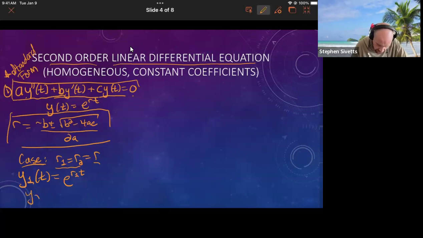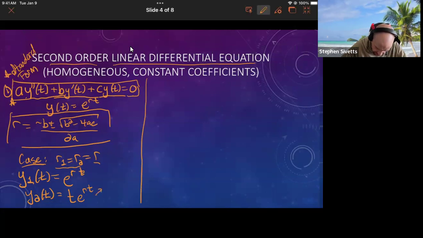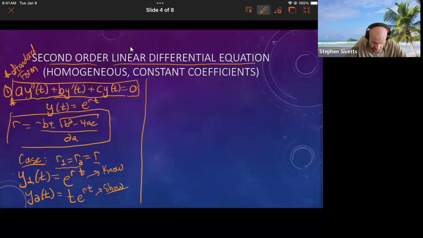But we also want to construct a function that is also a solution to this equation here, right? So let's see. What if I call y2 as t times e to the rt? Well, okay. So we want to show that t times e to the rt is a solution, right? That's the goal. We know this part, okay? All right. So we know that because R satisfies the quadratic equation for the characteristic polynomial, right?